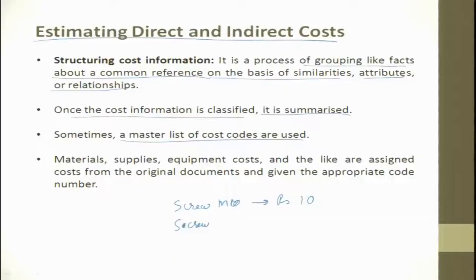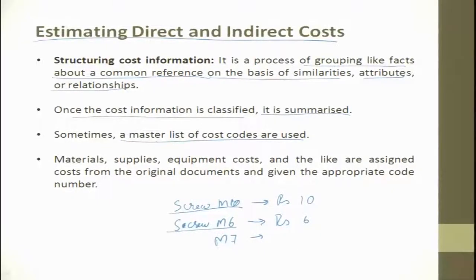For example, if you know that an M10 screw costs 10 rupees, and an M6 screw might cost something like 6 rupees, and I do not have the costing for a screw between M6 and M8, say I want to produce an M7, then in the master file I can see M6 and M10, take a price in between these two, and start putting it as a cost.